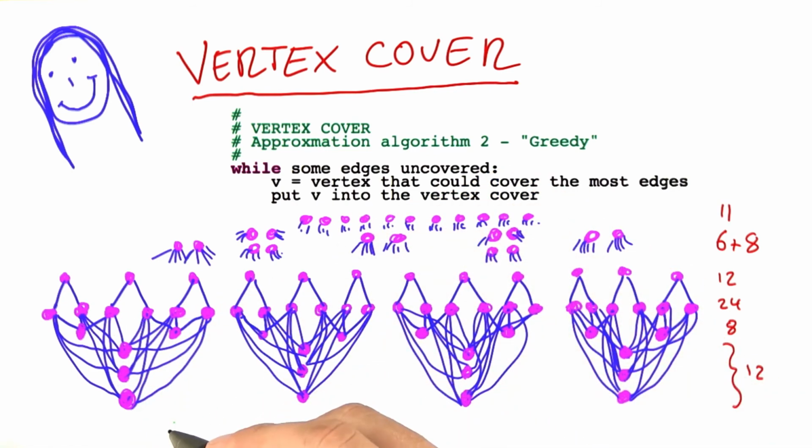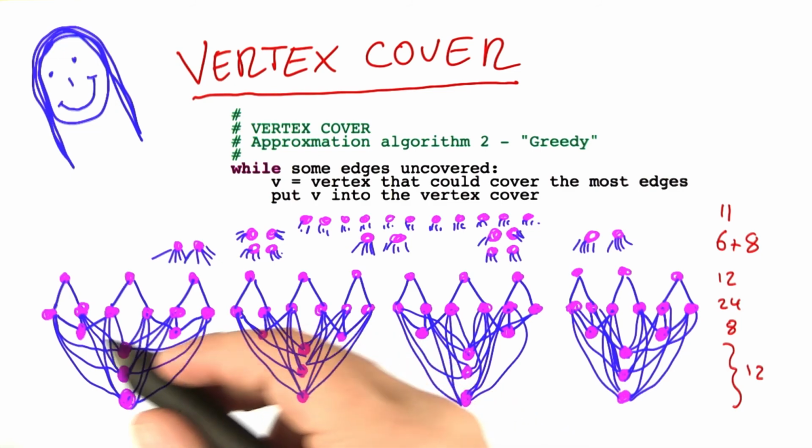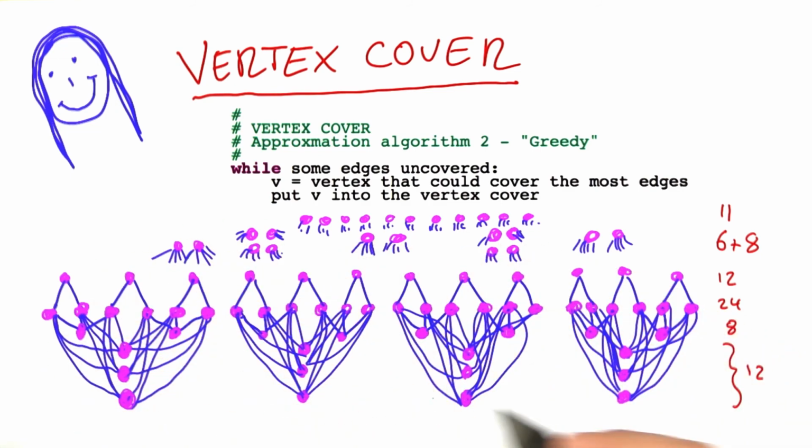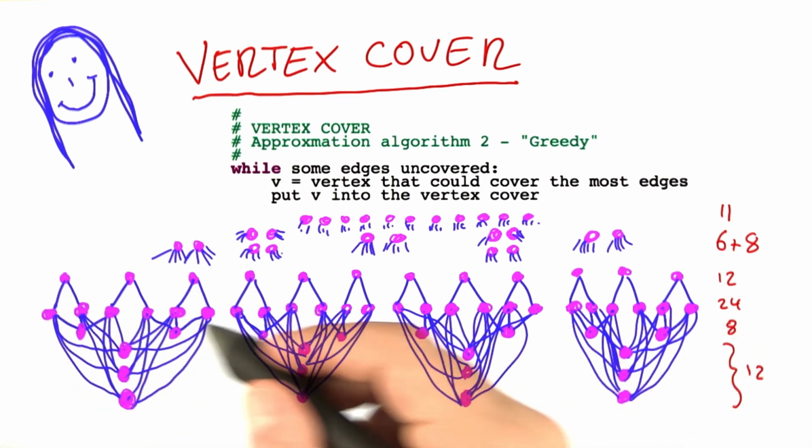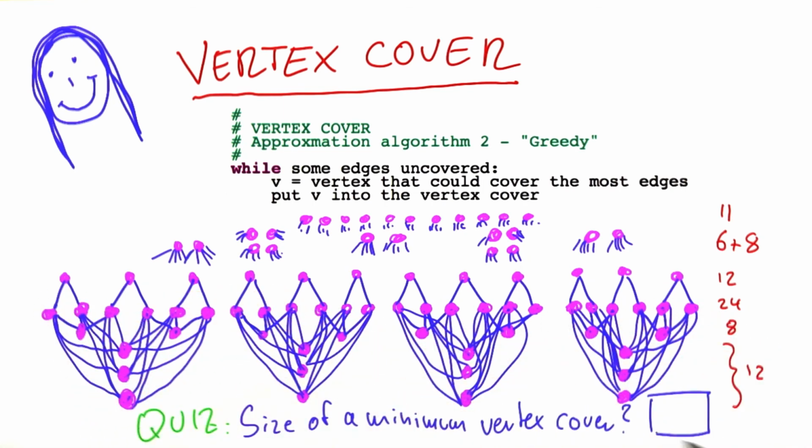Now, my question for you is, how large is a minimum vertex cover for this network that I've constructed here? And remember, every vertex is connected to those 24 vertices here in the middle. So please enter the size of a minimum vertex cover here into this box.